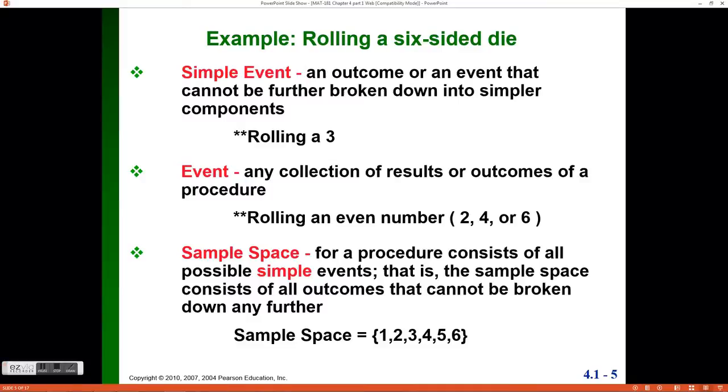The sample space for this example would be a collection of all the possible simple events. So for rolling a six-sided die, the sample space would be rolling a 1, 2, 3, 4, 5, or 6.